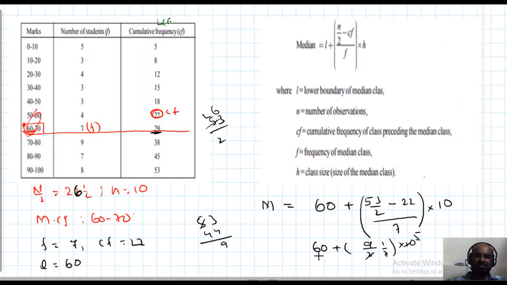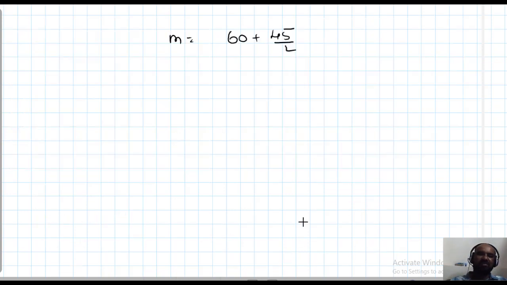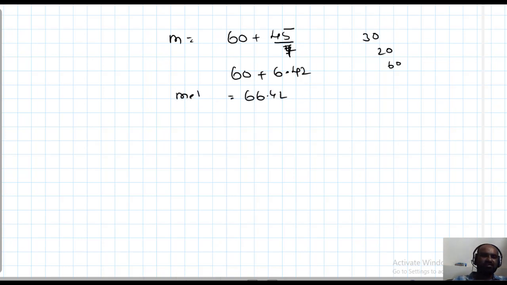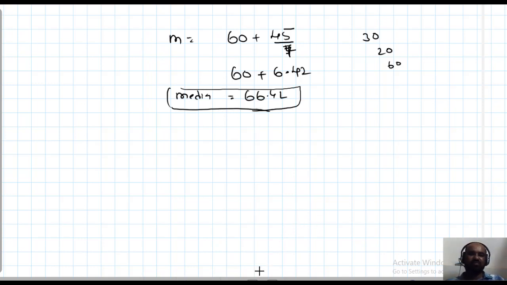I want to cross check. Yeah, 45 by 7. Okay, not 2. So 6 sevens are 42, but 30 will be left. 30 means 4 sevens are 28. 28 means 20 left. 2 sevens are 14. 14 means 6 left. No need to write approximately. So what I can say, 66.42 is the median of the data. Plus you write, therefore median is 66.42.